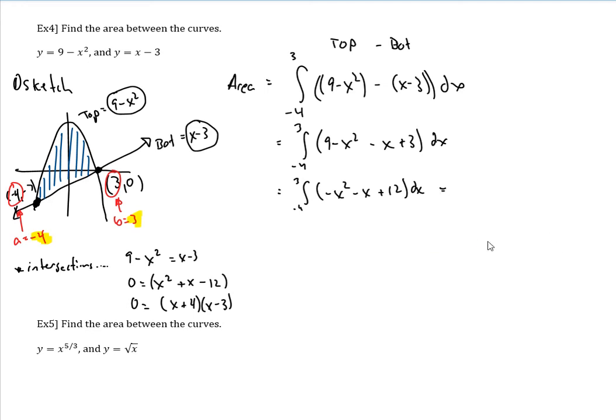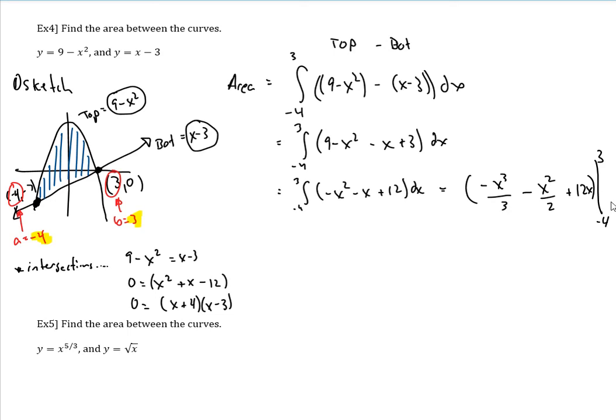So we can now do the antiderivative of all terms, and I'm going to put it to the side here, in parentheses. Okay, so the antiderivative of the first term would be negative x cubed over 3. And then the second term is minus x squared over 2. And then the last term is 12x. And then we have our vertical bar, negative 4 and 3.